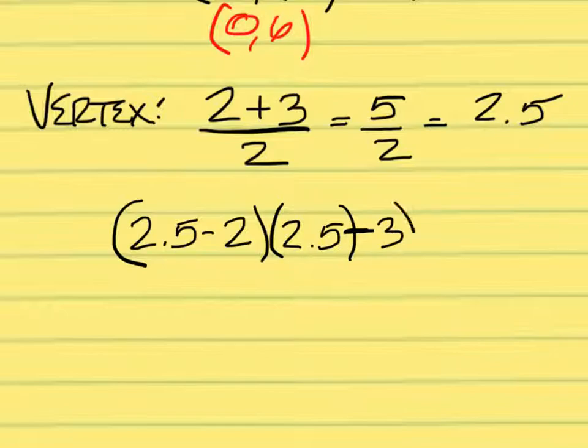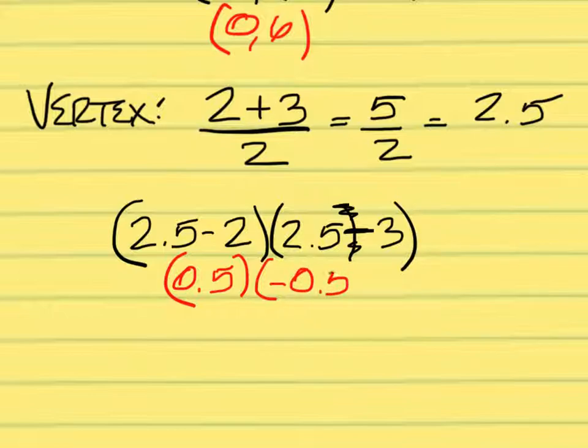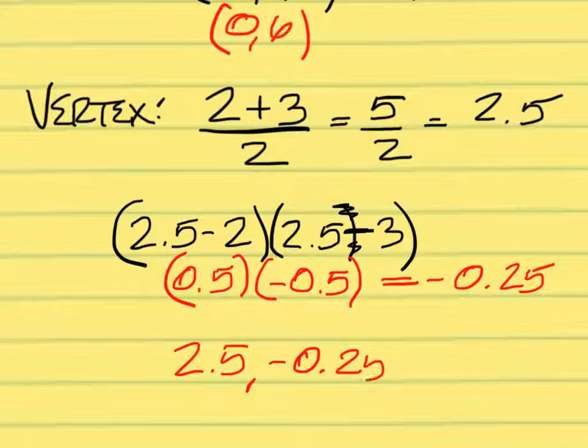Minus 3. That looks strange. And then we evaluate that. 2.5 minus 2 is 0.5, and 2.5 minus 3 is negative 0.5. Multiply that out and come up with negative 0.25. Your vertex is written as 2.5 and negative 0.25.